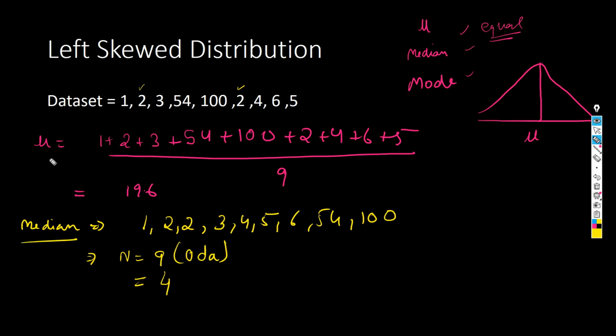So our median will be 4. And what will be our mode? Mode is the most frequent number. The answer is very simple: 2, because 2 is repeated, while all the other data points are not repeating. So 2 will be our mode. Now how do we check whether we have this type of distribution or not? We have mean 19.6, median 4, and mode 2.